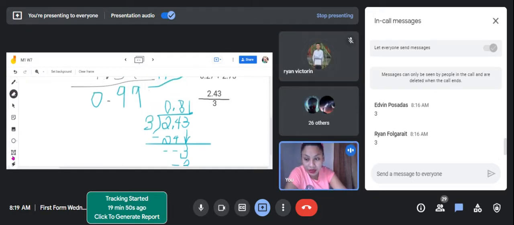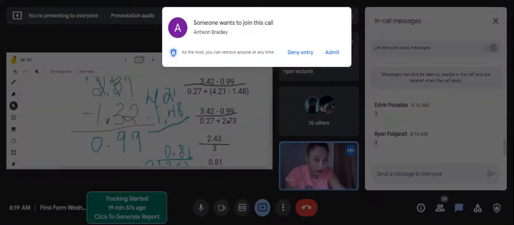0.81. Very good. And then that's what I'm going to be writing here. 0.81. All right. So now what is your working going to look like?